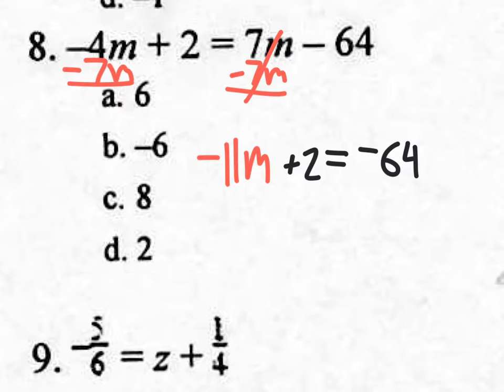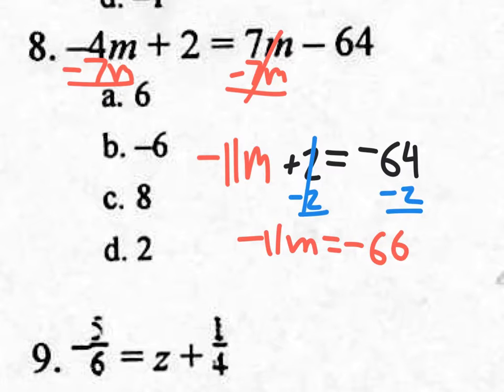Now I'm going to solve this thing by subtracting 2 on both sides. You're going to have -11m equals -66. And luckily, you divide by -11, divide by -11, you're going to get 6 as an answer. +6. Let's move on to number 9.